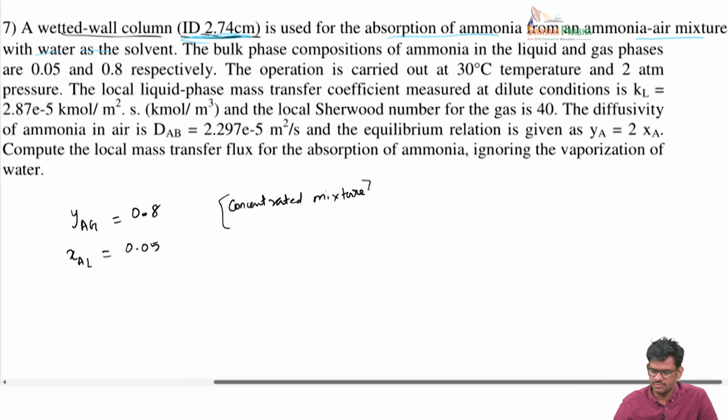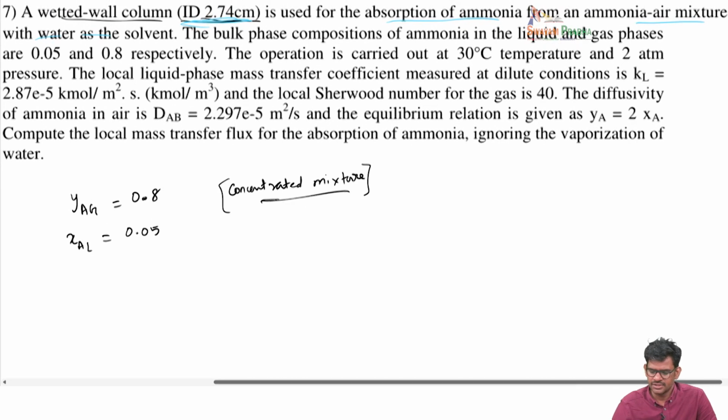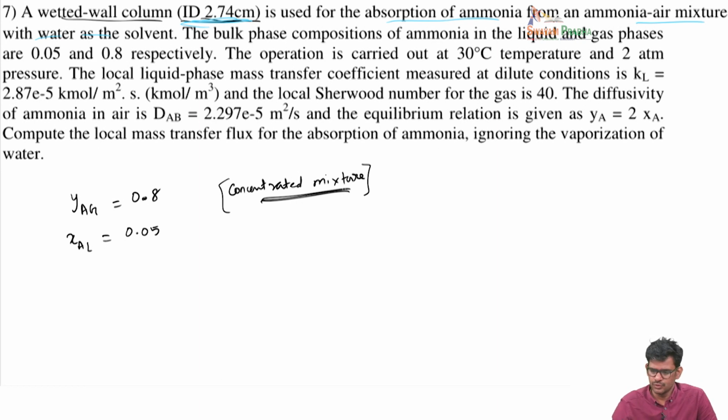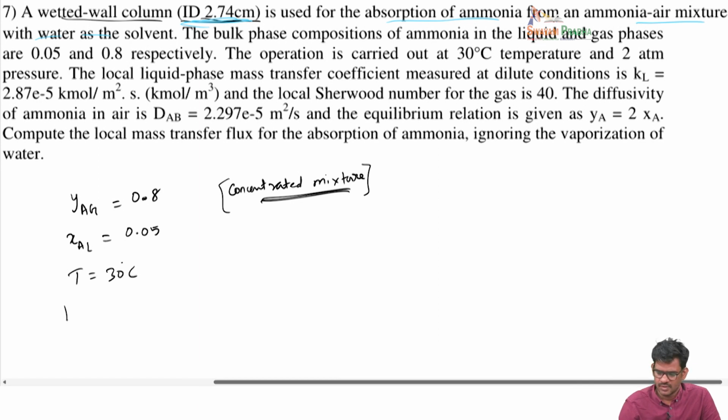So if you want to draw some danger symbol, you can draw here like a skeleton or something. So this is a concentrated mixture, so you have to watch out for. And what else is known? Some new information which we never used before in previous problems, that is temperature. Temperature is given 30 degrees, pressure is given 2 atmosphere. I don't know why these are given, but we'll see.